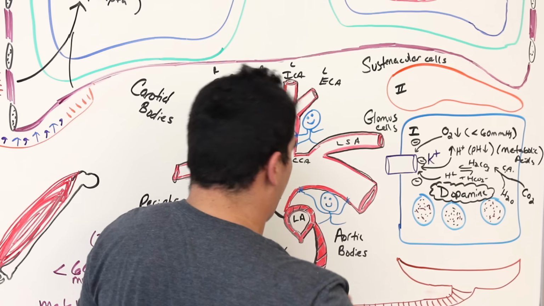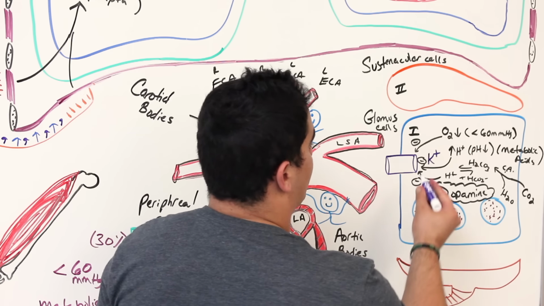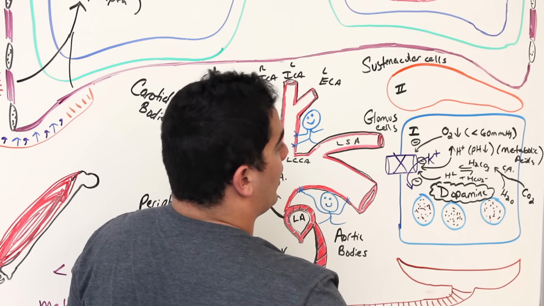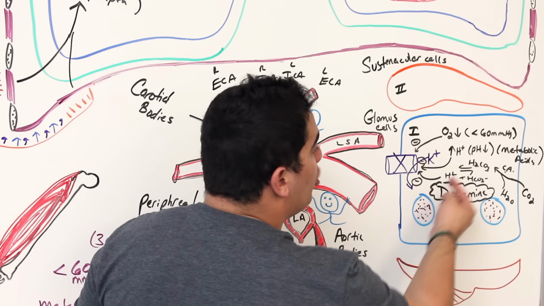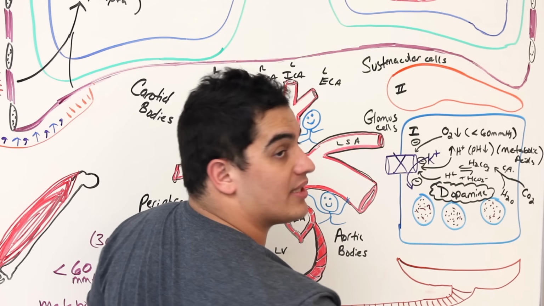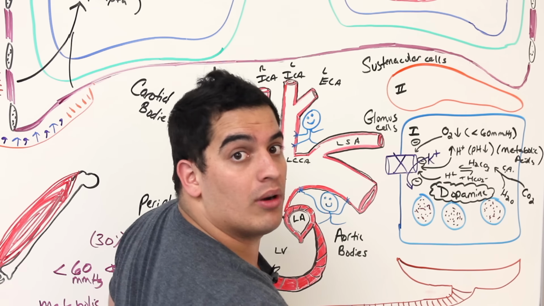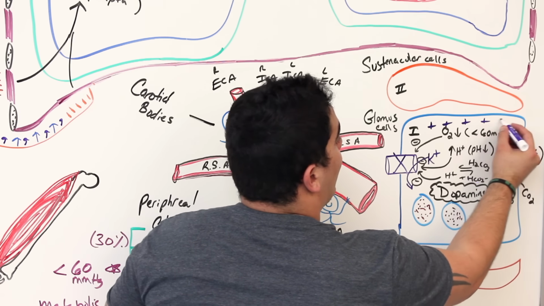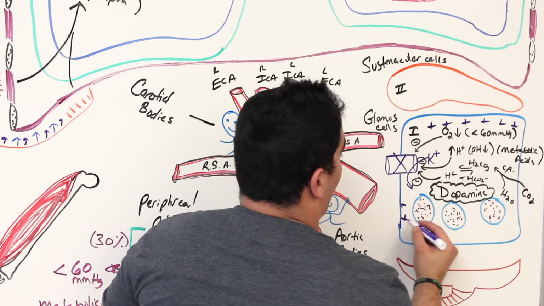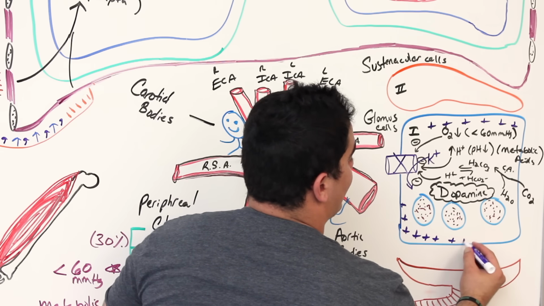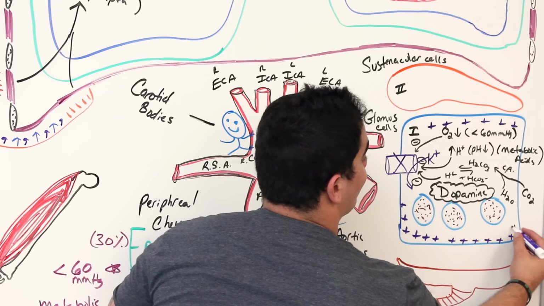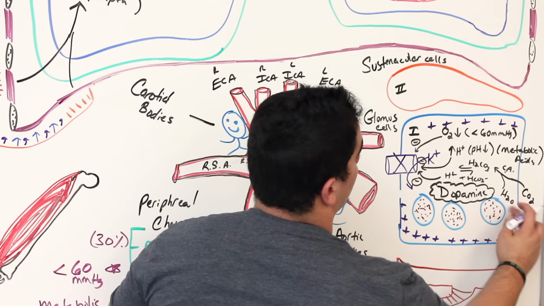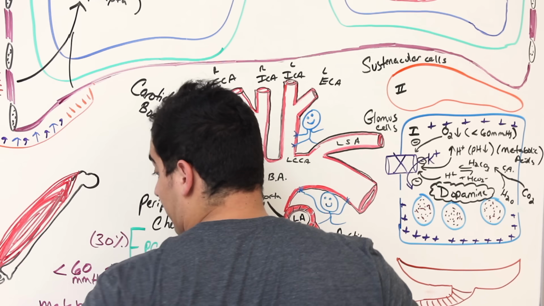If these channels are inhibited, can potassium leave the cell? No. So potassium can't leave the cell. If the potassium accumulates in the cell, what happens to the inside of the cell? The inside of the cell becomes more positive. If the inside of the cell starts becoming more electropositive, it leads to an activation of these specialized calcium channels. And when these calcium channels open, they are the ones who are going to make the difference.